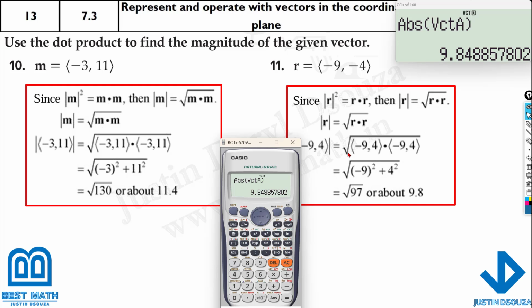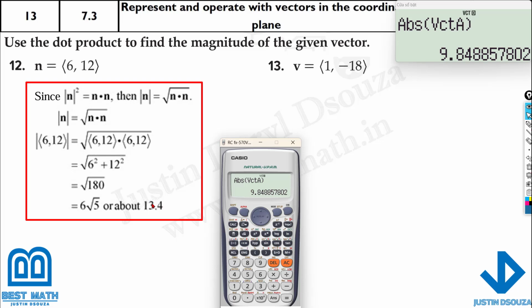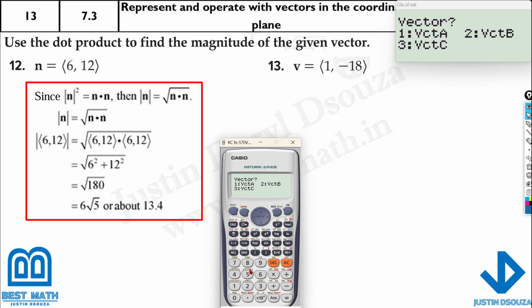So this is how we can easily solve all the problems. Now, if you want to write it in square root, there is a way. Let me go over here. If you want to write in terms of square root only, you don't want it in 13.4, then what you can do is, since I'm saving a new vector, I can just go to mode, no problem, like this. 1, 2, and we have 6 and 12.